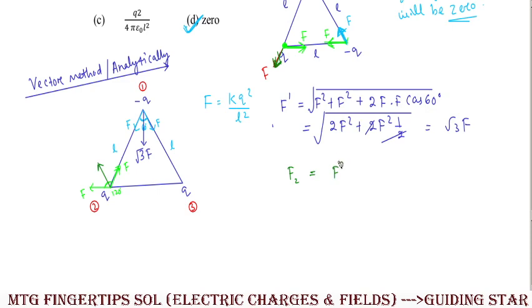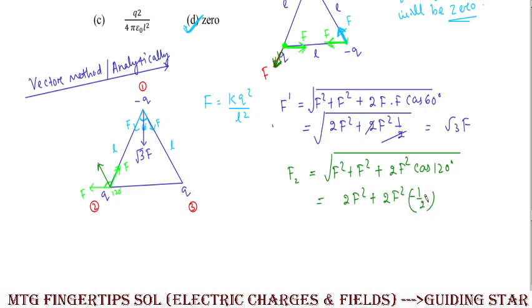So it will be F square plus 2F square cos 120 degree. Angle between them is how much? 120. So here it will be F square plus F square plus 2F square cos 120, which is minus 1 by 2. So 2F square minus F square, that is F square, so it will be F. So the net force will be F.